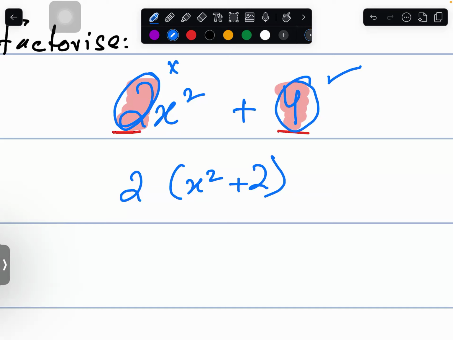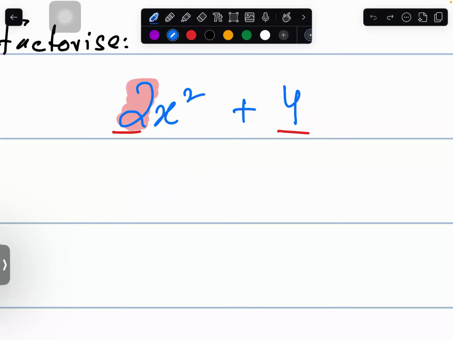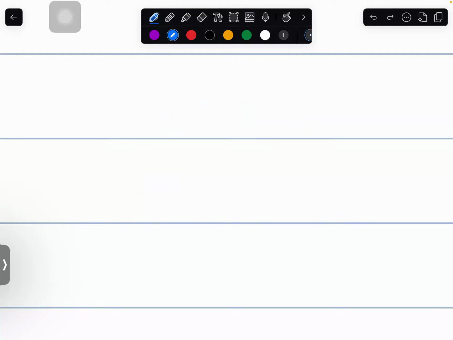Now another example. If you have a question which says 4x squared plus, let's say, 9. Now, this again cannot be put into the formula. Please note that down and try to understand that. These two numbers are squares, right? 4 is the square of 2, and 9 is the square of 3.